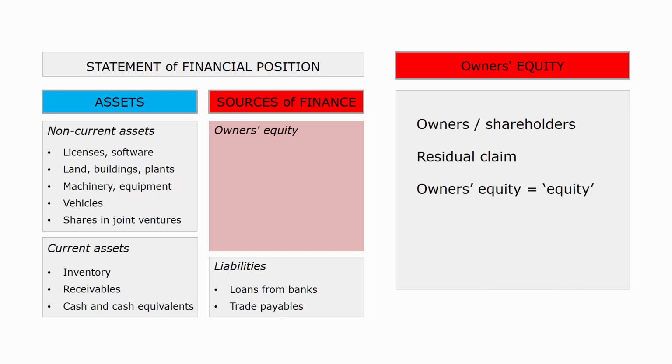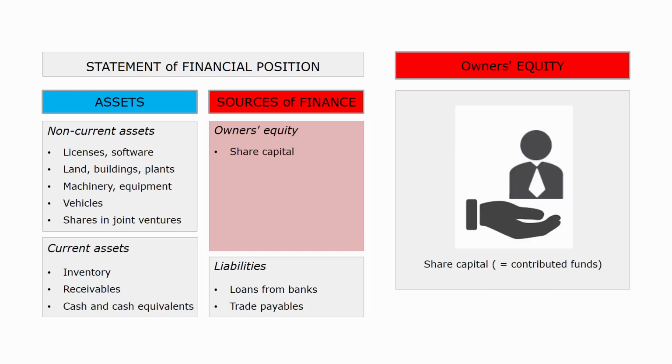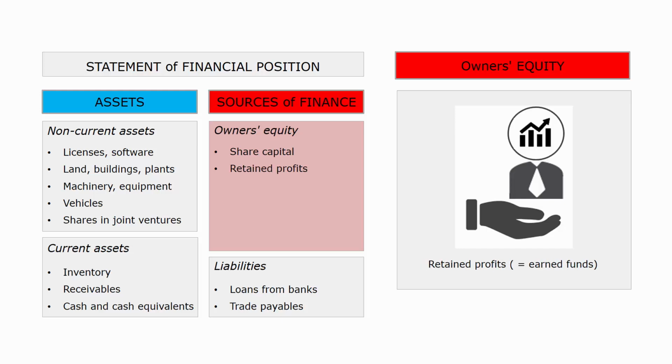The owner's equity has two origins. The first origin is the funds contributed or brought in by the shareholders. This is also called share capital. The second origin is profits earned by the company's profitable operations and not distributed as dividends to the shareholders. These retained profits stay within the company as investment for future growth. Thus, retained profits increase owners' equity.